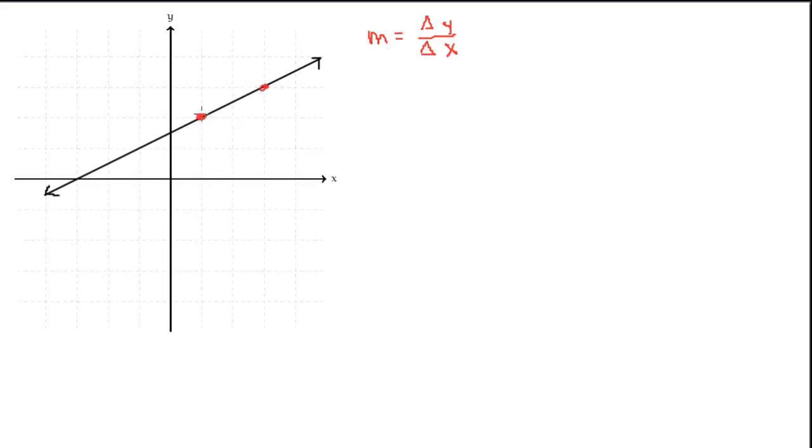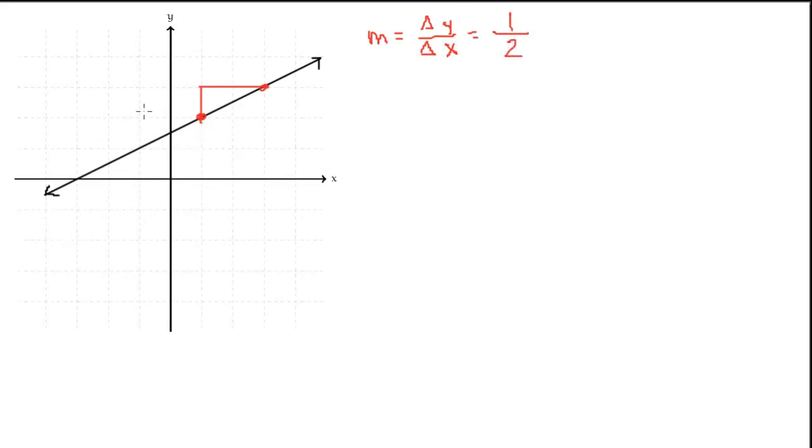Well, y is pretty easy. We're just going up 1 space, and x we're going over 1, 2. Now this is a positive line, the slope of the line is positive rather. So you would expect the answer is going to be positive. We go up 1 space, that's our change in y. And then over 2 spaces our change in x.